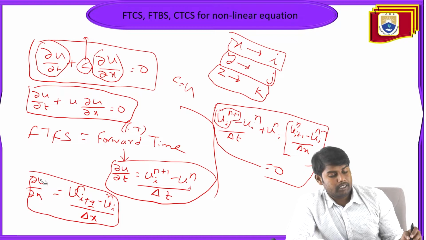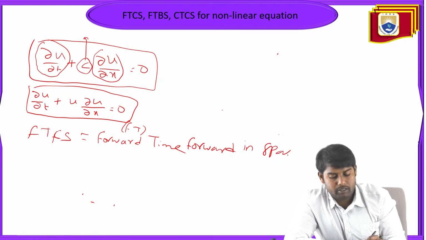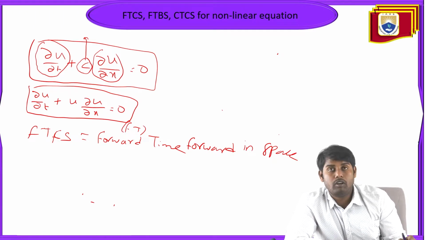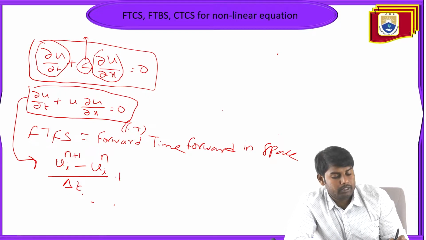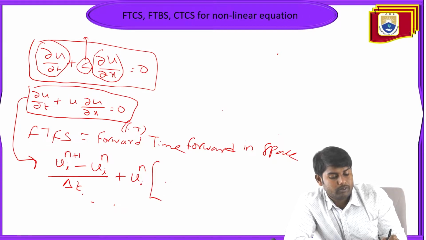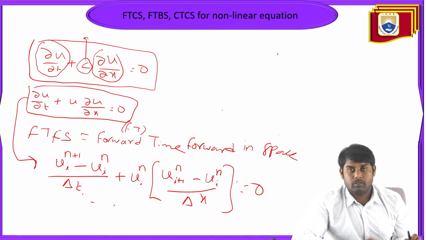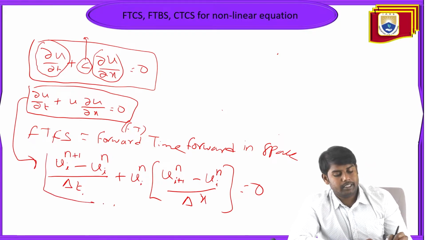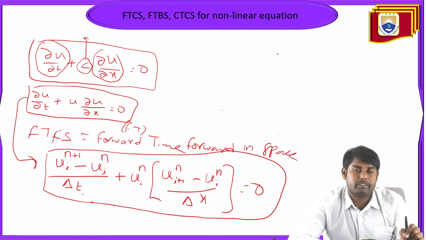So let us write the final form of forward in time, forward in space. Okay, forward in time, forward in space. So let us write the full form of the equation here. So u of i to the power of n plus 1 minus u of i to the power of n divided by delta t plus u of i to the power of n into u of i plus 1 to the power of n minus u of i to the power of n divided by delta x is equal to 0. Okay, so this is the full form of the equation.